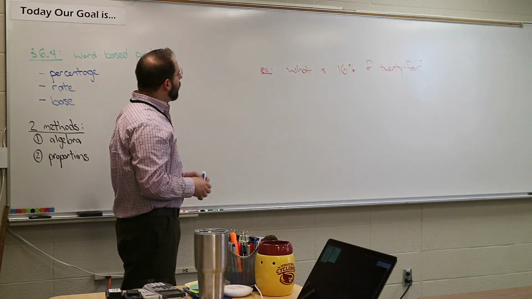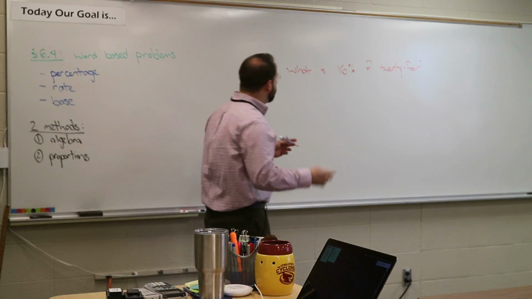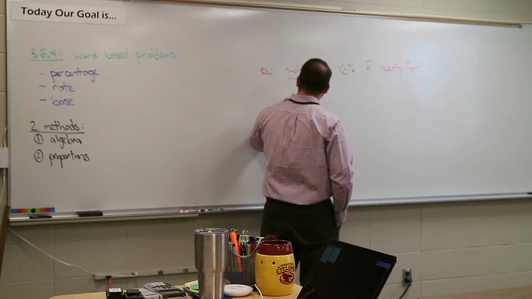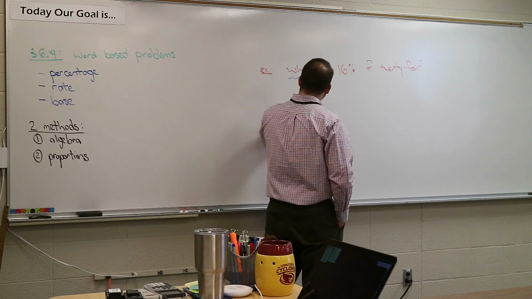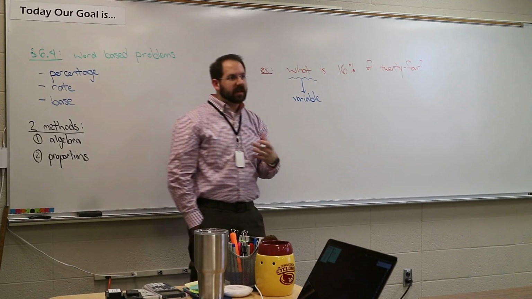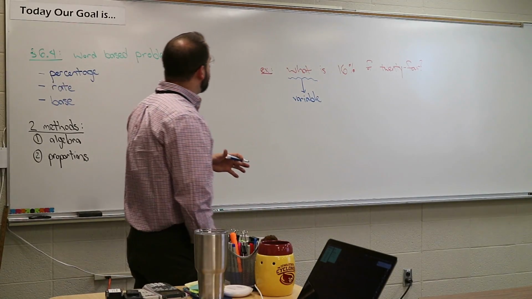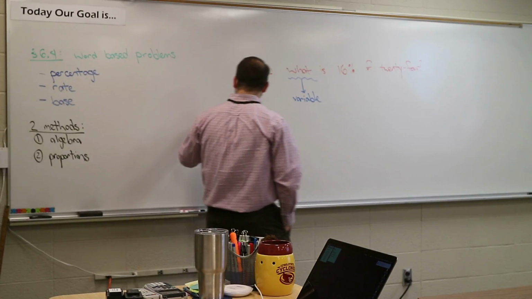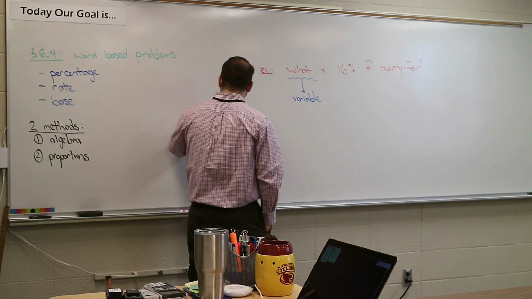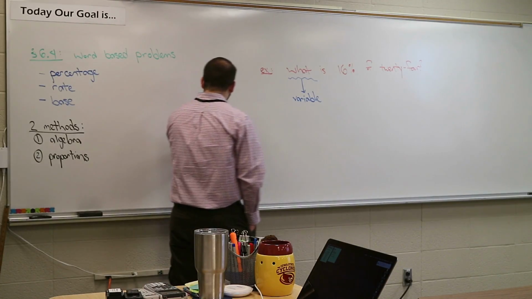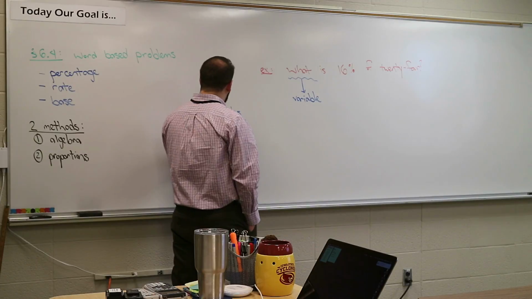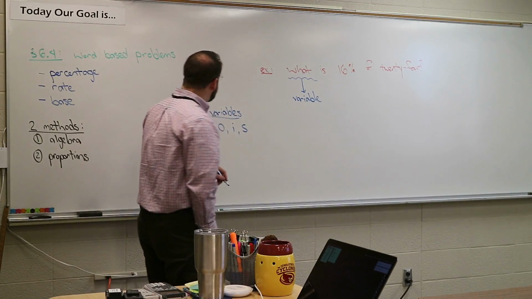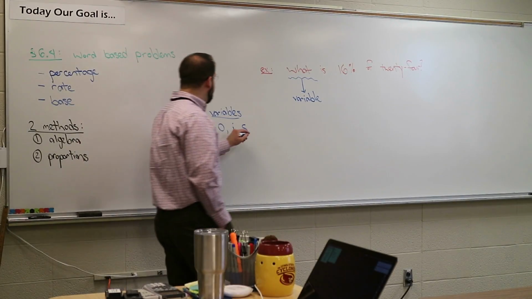Okay, here we go. Okay, here's the algebra way of doing this. Anytime they say the word what, you're going to replace this with a variable. So a variable is an unknown in algebra class. It can be any letter of the alphabet. I try to stay away from certain variables. The variables that I try to stay away from are O, I, S, and L.